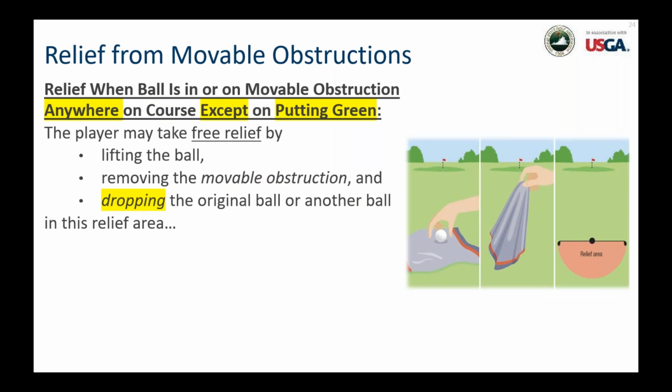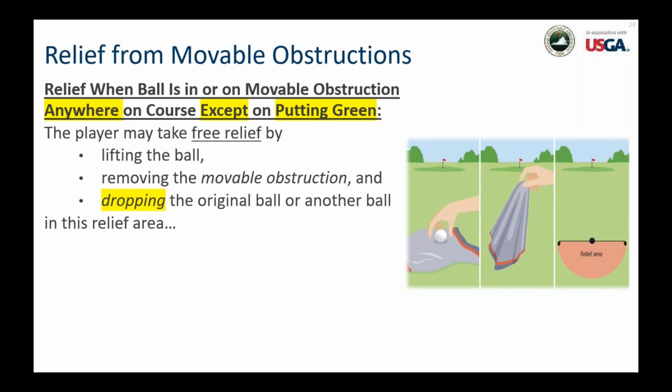So relief when a ball is in or on a movable obstruction anywhere on the course except on the putting green. The player may take free relief by lifting the ball, removing the movable obstruction, and dropping the ball on the original spot or another ball in this relief area.